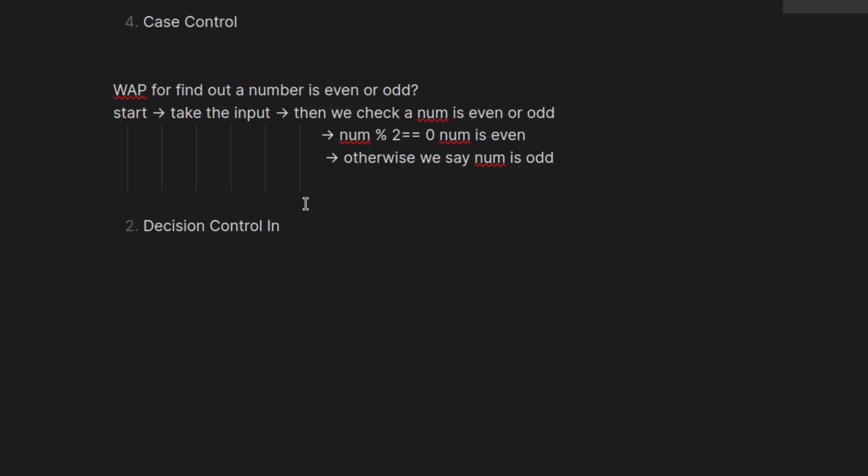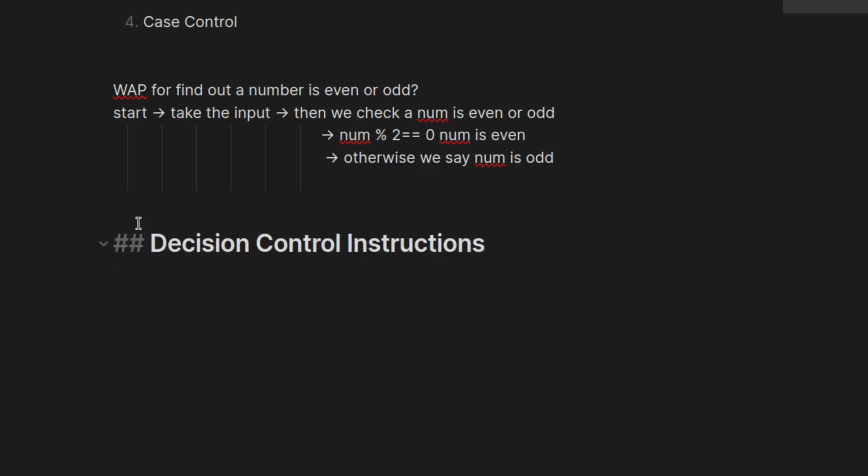This is actually a theoretical lecture. We don't write the code here. In the next lecture, we can write the code. Decision control instructions. The first decision control instruction that comes into the picture is if else. But before moving on, let's write the definition for decision control instruction.